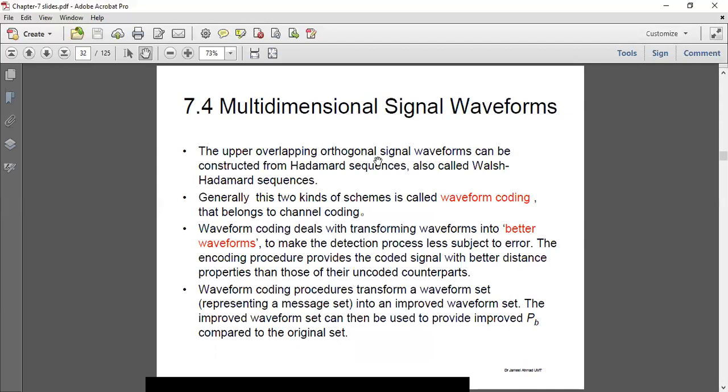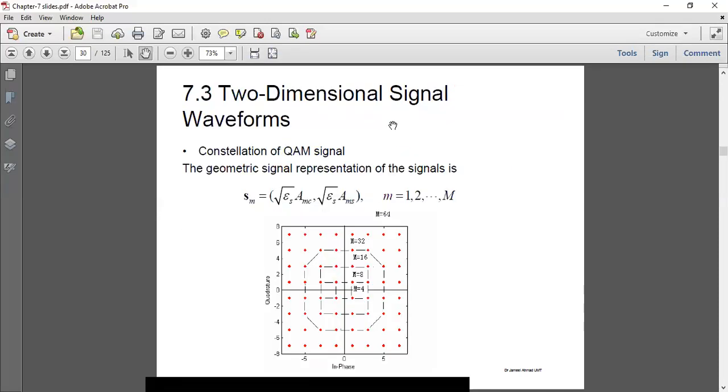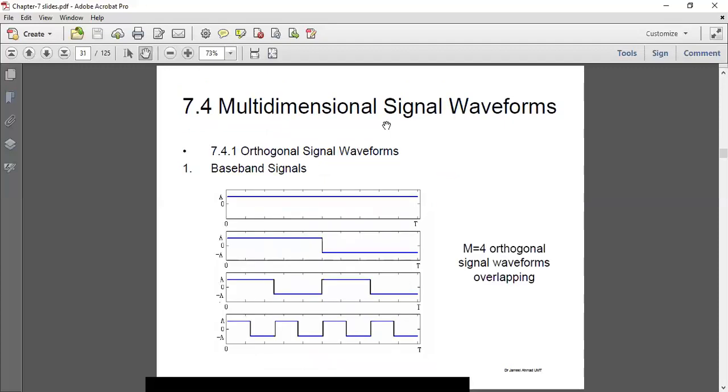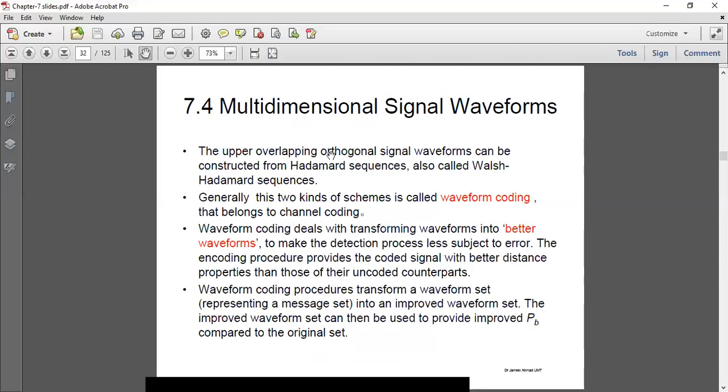Now we have discussed in section 7.3 two-dimensional signal waveforms. We can also go to higher order, multi-dimensional signal waveforms. The overlapping orthogonal signal waveforms can be constructed from Hadamard sequences. This is a new term now, Hadamard sequences, also called Walsh-Hadamard sequences. Generally, these kinds of schemes are called waveform coding. Waveform coding is a very powerful technique of generating those signal waveforms.